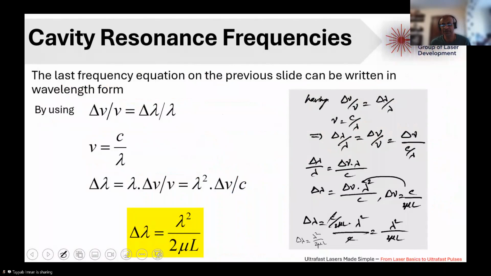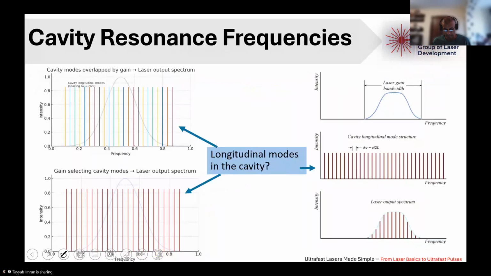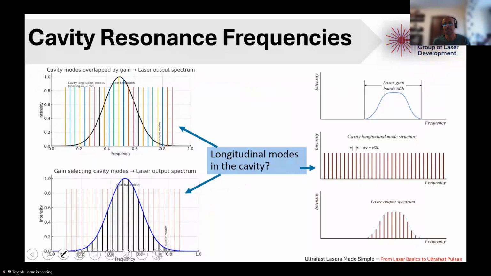Again, the cavity resonance frequency, this is just for you to see the conversion procedure. The last frequency equation on the previous slide can be written in terms of wavelength, something like this. This is just a conversion you can see. This is a very important slide, a very interesting slide.